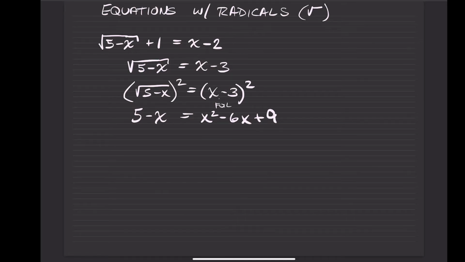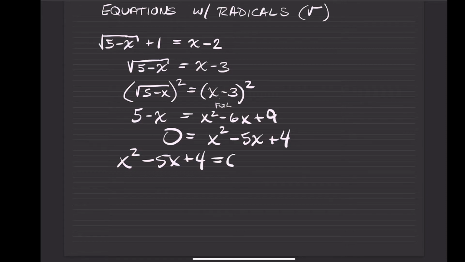And so now we need to get everything on one side. So we'll add x and subtract 5. So x squared minus 5x. And 9 minus 5 is going to give us 4. And that's going to be equal to 0. So it doesn't matter if you write this on the left or the right. Just make sure you keep the signs exactly the same if you switch them.